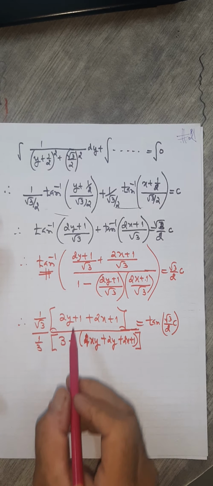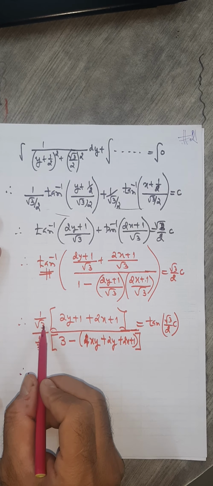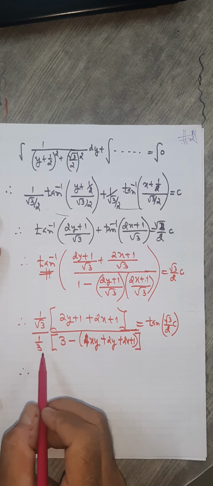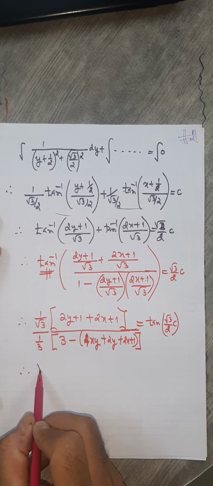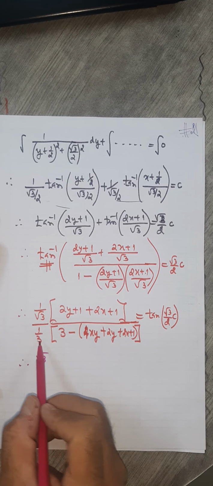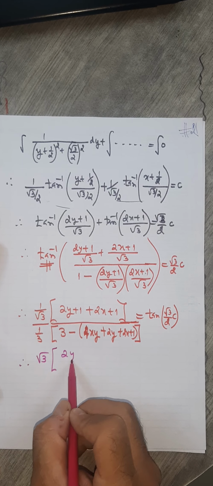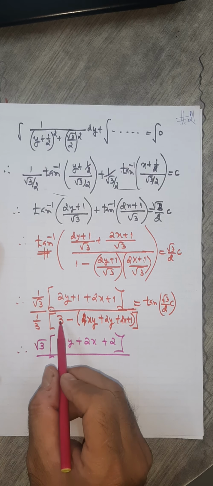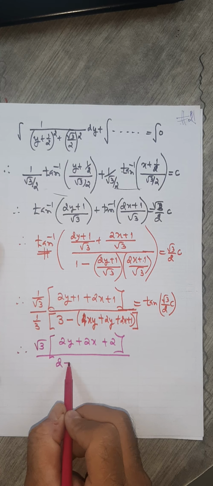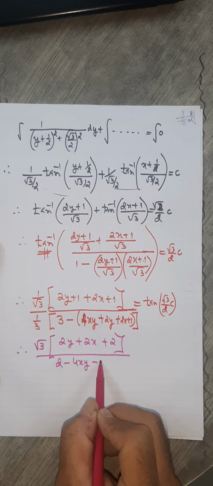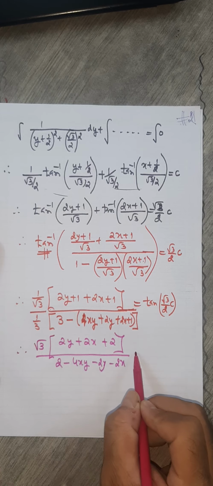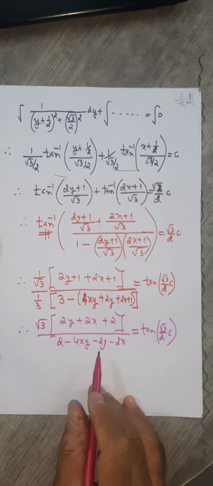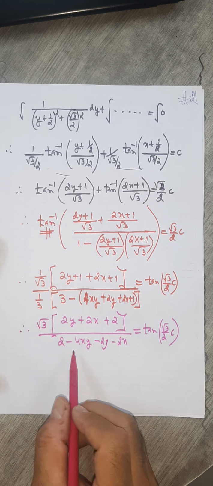Fine. This is simple algebra, remember. Now here you are left with how much? Root 3, 1 root 3 will get cancelled. Right. So here I suppose you are just left with root 3 here. And what is this? 2y plus 2x plus 2. What is the denominator expression? 3 minus 1, that is 2. Here 4xy minus 2y minus 2x equals tan of root 3 by 2c. That's a constant, remember. Root 3 you can take on the other side.